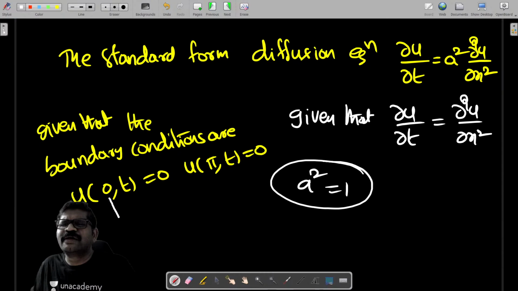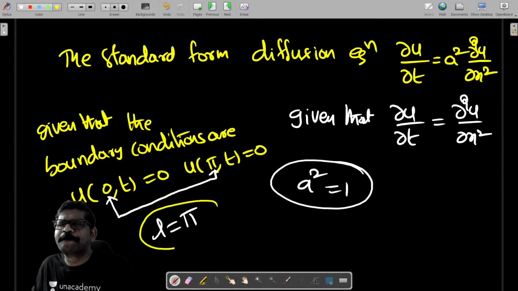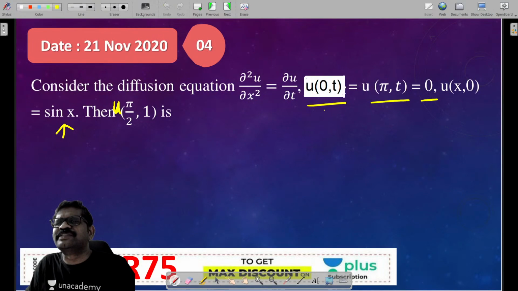Here u of 0 comma t is 0, u of pi comma t is 0. From this we can understand that L is pi. Next, one initial condition is there. The initial condition is u of x comma 0 is sin x.